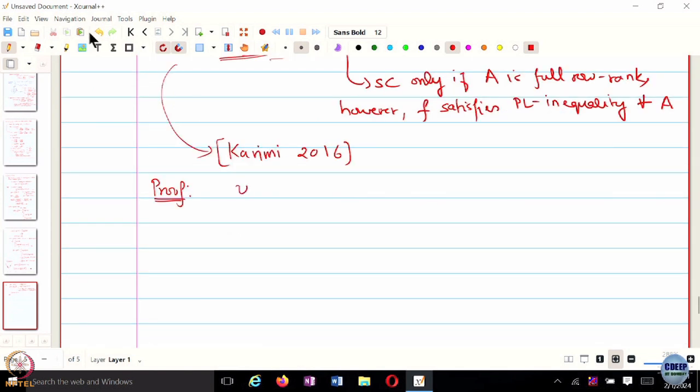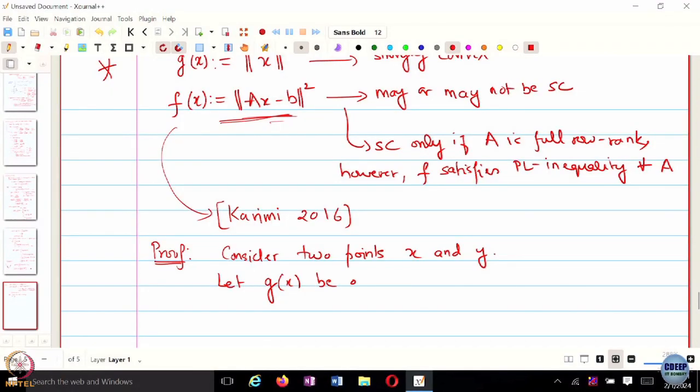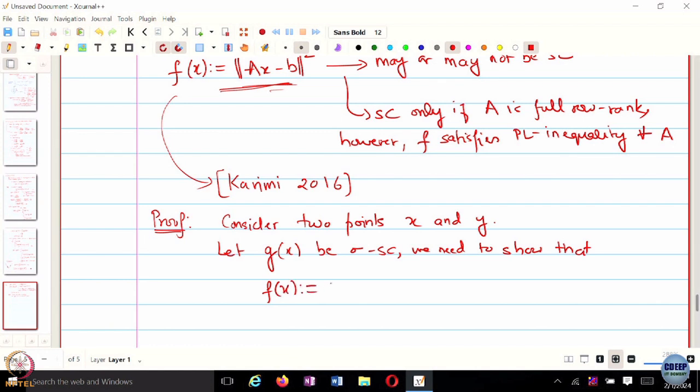So let's consider two points x and y. What Karimi showed was, if you have a function g which is strongly convex to start with, and you look at the affine transformation for any A, this will always satisfy PL inequality. So if I have a g of x which is sigma strongly convex, we need to show that f of x defined as g of Ax satisfies PL inequality for all A.